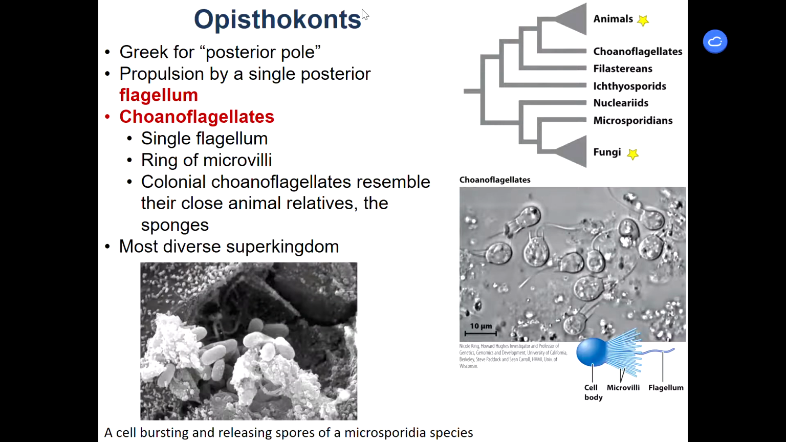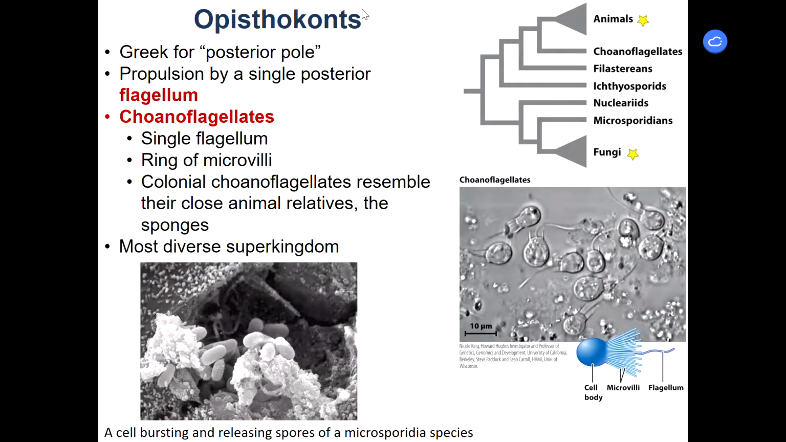Opisthokonts are the most diverse superkingdom in all of the eukaryotes. Just think about how many different animals there are. You probably don't even realize how many different fungi there are. You will next Thursday. 75% of all described organisms on the planet Earth fall within this superkingdom.